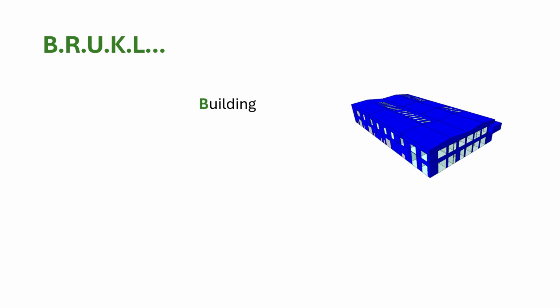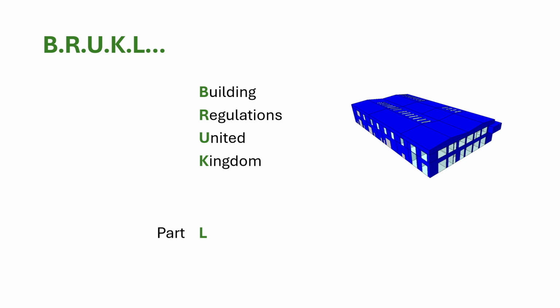So for the uninitiated, what does BRUKL stand for? It's an acronym: Building Regulations United Kingdom Part L. Part L is the energy efficiency regulation for buildings in the UK. At the simplest level, it compares the carbon emissions of your design with a notional building. That notional building is based on the same design but with fixed parameters such as window area, HVAC efficiency, lighting, etc. And this is based on a thermal model.